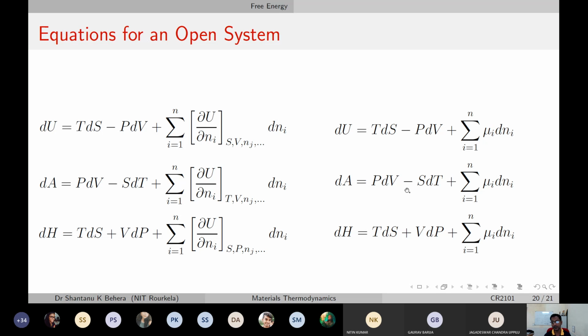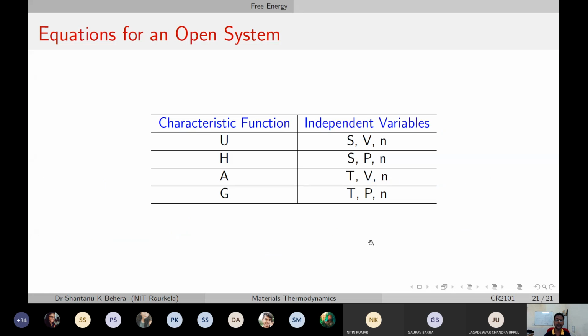Likewise, dA can be written like this. This is what we know already, and you add the chemical potential term. Likewise, in dH form, you also add the chemical potential term. So you'd see that there's a relationship here. If you talk about the characteristic function as U, then the independent variables become S and V and the composition N. And this is for an open system.